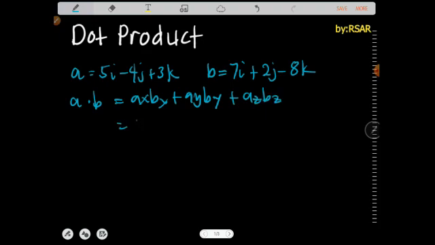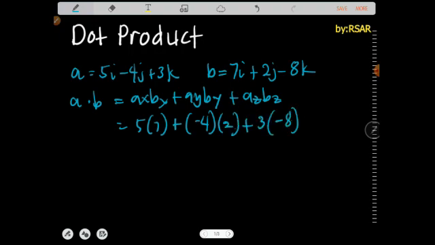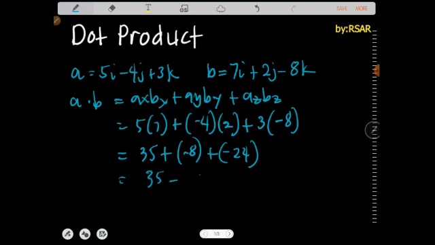That is 5 times 7 plus negative 4 times 2 plus 3 times negative 8. Then we simplify that. That is 35 plus negative 8 plus negative 24. So that is equal to 35 minus 32, which is equal to 3.